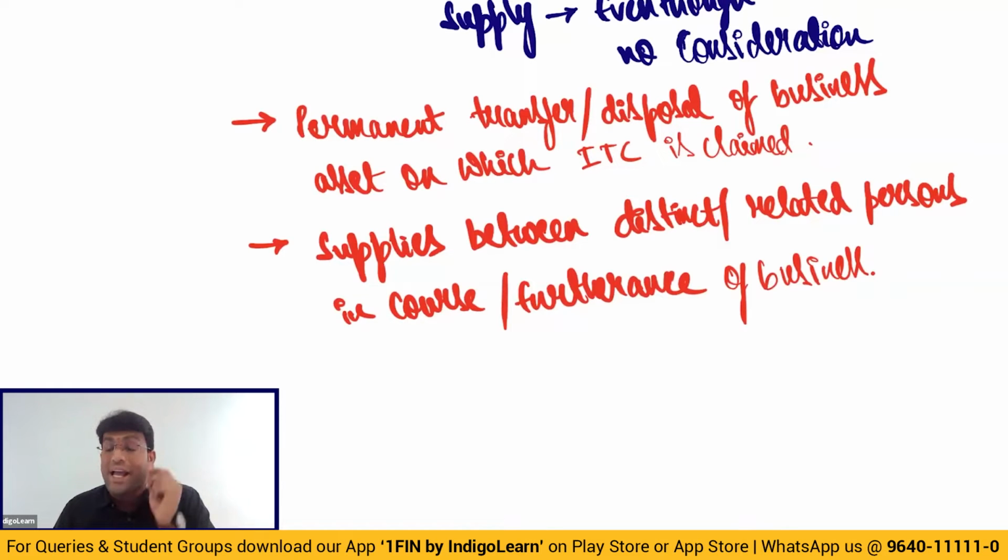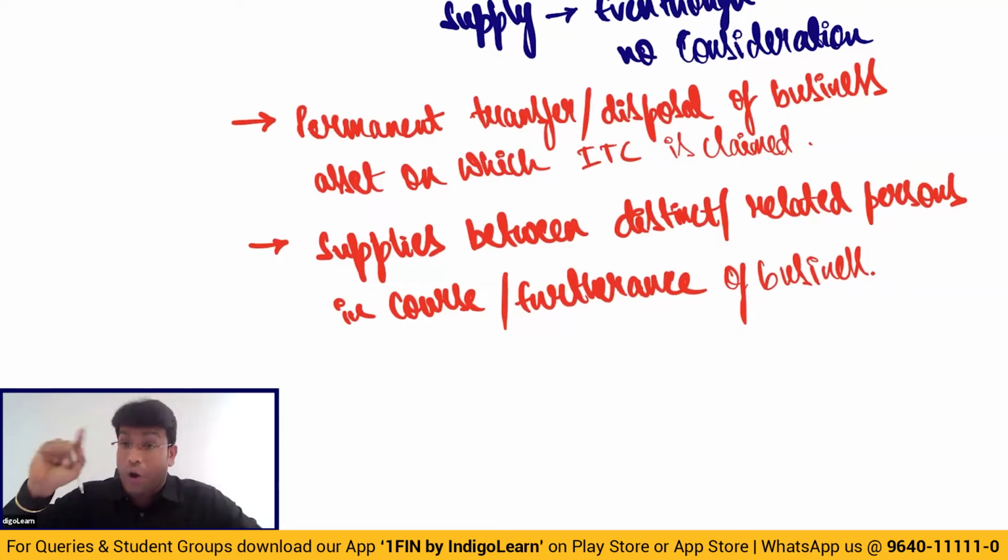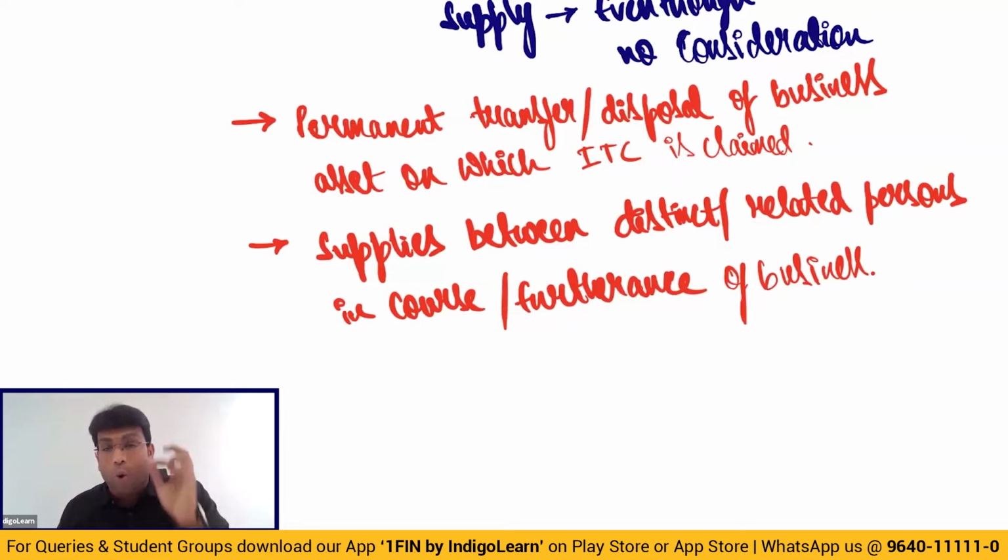And in case of family, related persons cover spouse and children. And parents, brothers, sisters, only if they are dependent, wholly or mainly. I repeat again, spouse and children are always covered. Parents, brothers, sisters are covered only if they are dependent, wholly or mainly. If they are not dependent, then they are not covered. Clear? Good. So, what first point we done? Permanent transfer or disposal of business asset on which ITC is claimed. Second point, supply between distinct or related persons in the course or furtherance of business.